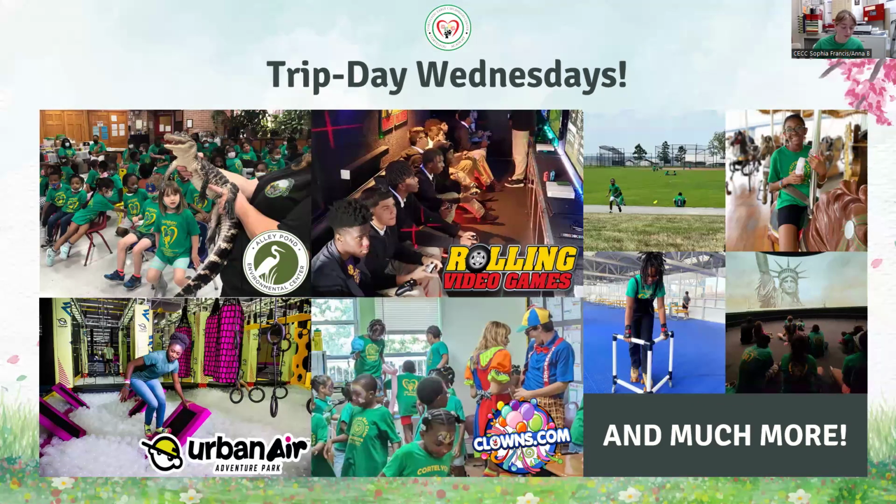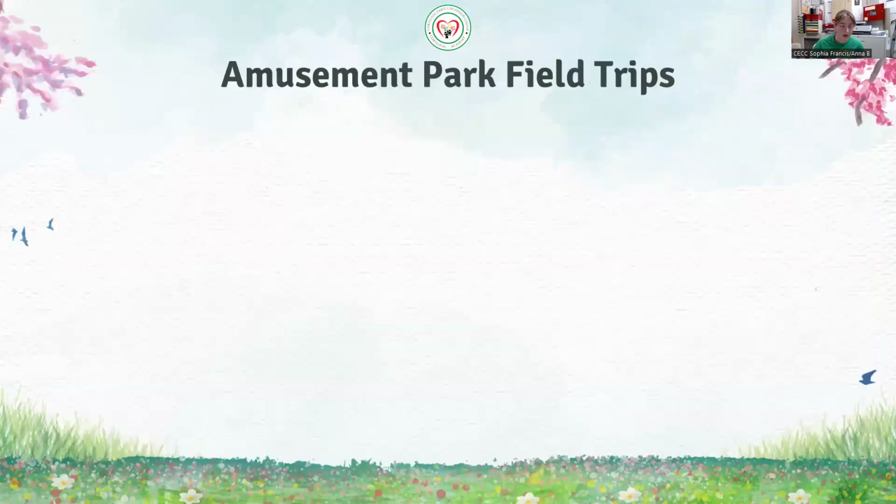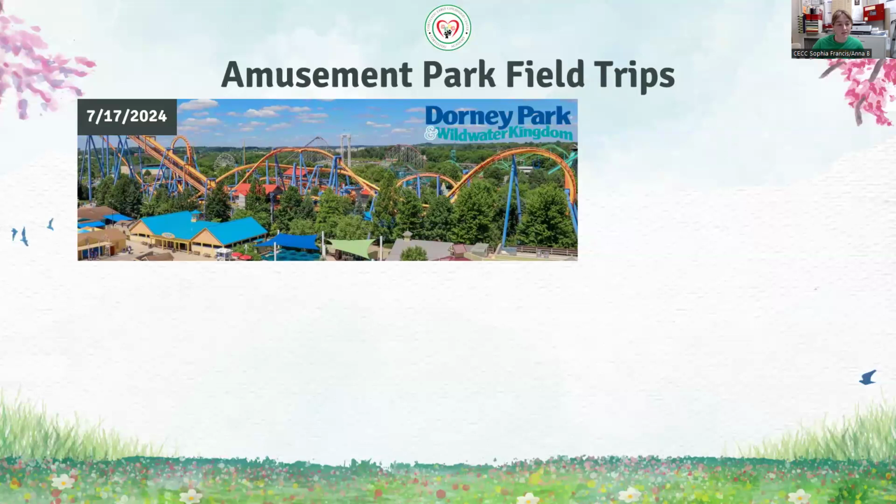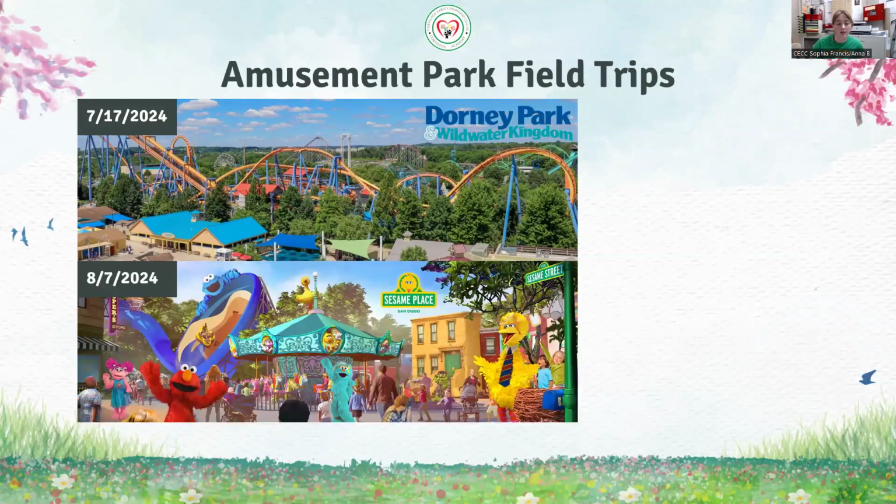But I'll tell you a little bit more about the out-of-town amusement park trips as well. This year we're just doing the 2, one in July and one in August. So July 17th, we are going to Dorney Park. It's Pennsylvania, right? Yep. So that'll be exciting. Those come with an additional fee.